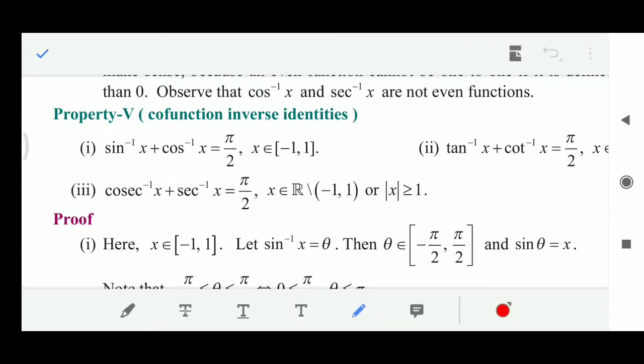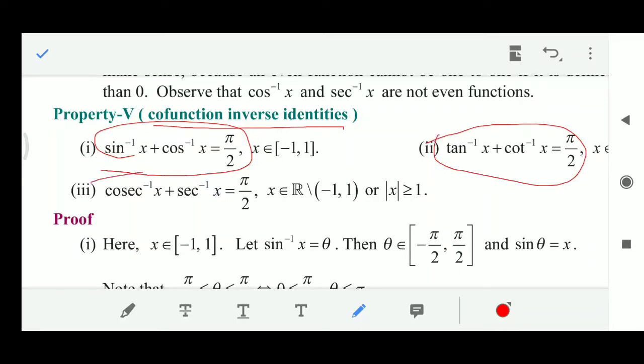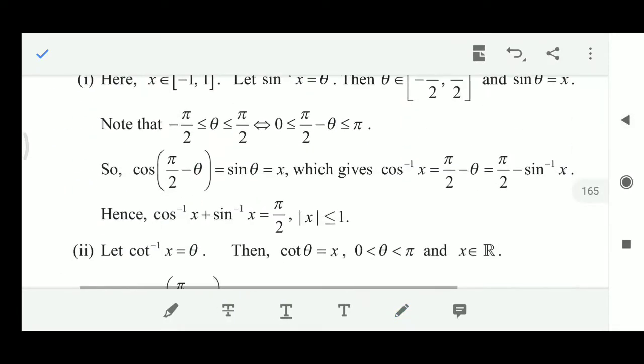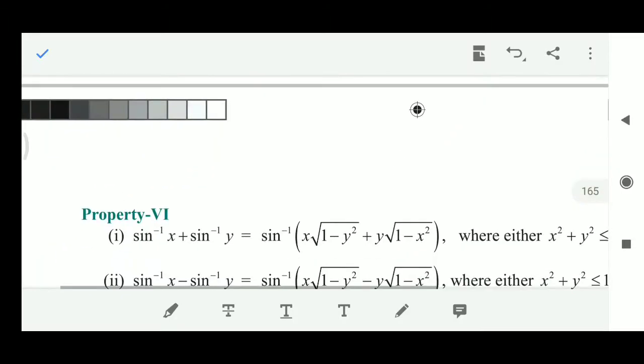Next, the fifth property, the name of that is cofunction inverse identities. This is also important. The first one is sin inverse of x plus cos inverse of x is equal to pi by 2. Second one is tan inverse of x plus cot inverse of x is equal to pi by 2. The third one is cosecant inverse of x plus secant inverse of x is equal to pi by 2. Then next one is sixth property.